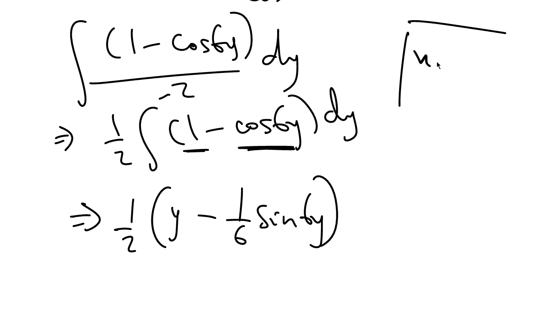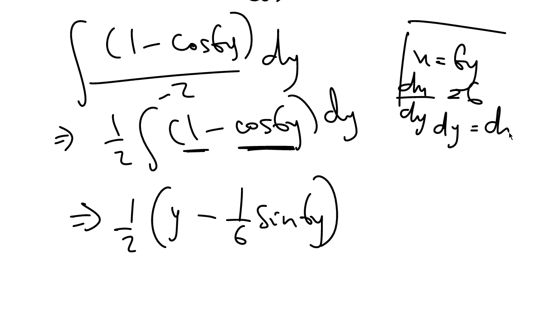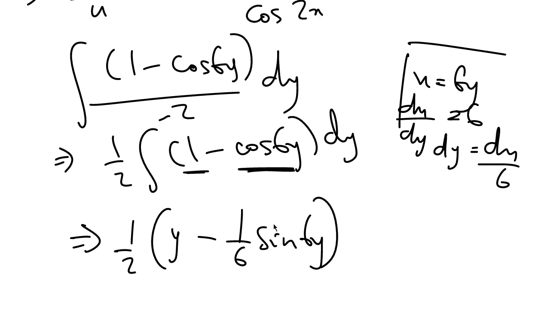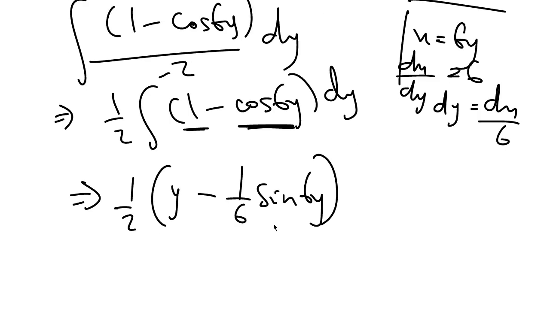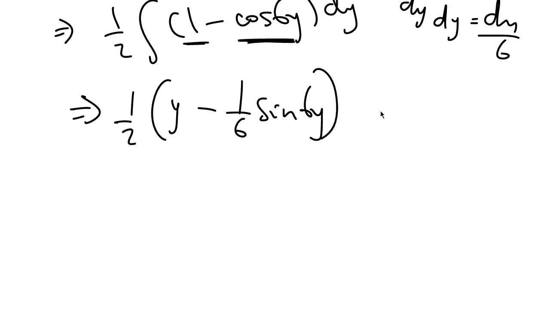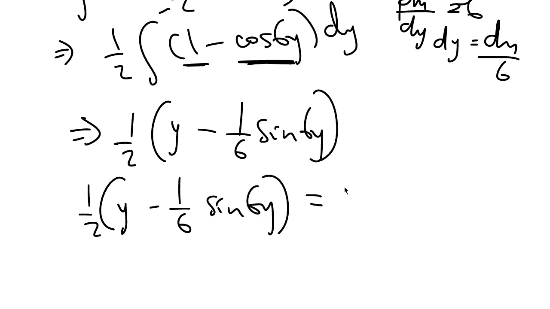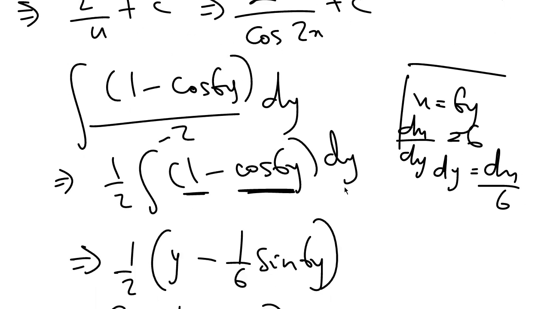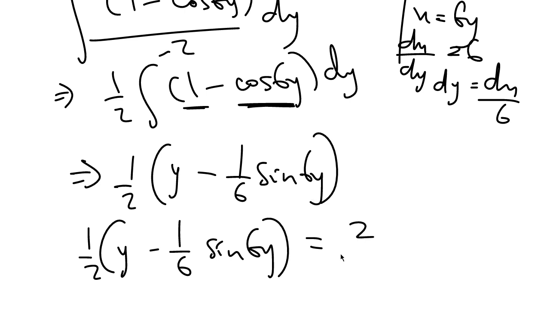Maybe say let u be 6y, and then du dy is 6, and then dy is du over 6. So that makes this 1 over 6 cos, right? And then if we integrate cos, we're going to get sine, right? That's simple. So with this, the job is done. So we're going to have 1 over 2y negative 1 over 6 sine 6y is equal to the right hand side, which is 2 over cos 2x plus c.